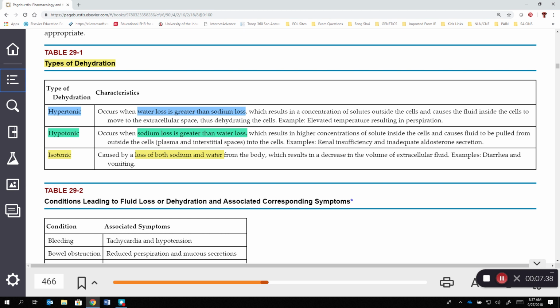And then isotonic dehydration. Isotonic means balanced. So that means sodium and water are both being lost from the body. In this case, think something like diarrhea or vomiting, where they're both being lost at the same rate.